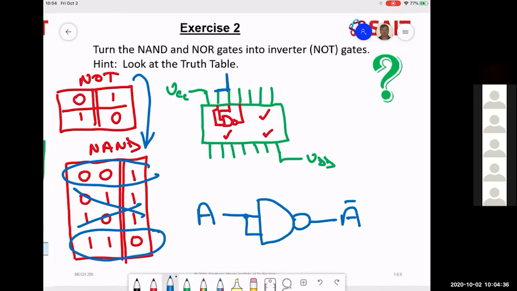Remember I said these are universal gates. I can do all my logic simply with NANDs. Just got to get a little creative about it. They're quick, they're cheap, they're plentiful, so we want to use them. So this is a simple method of showing you the very basic operation of converting a NAND gate into simply an inverter.